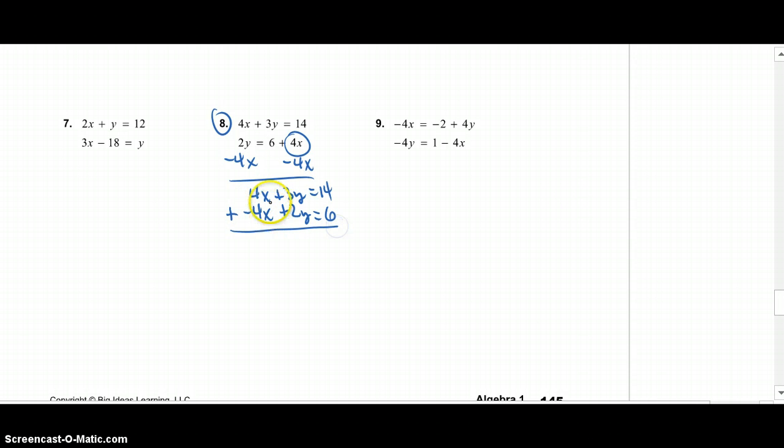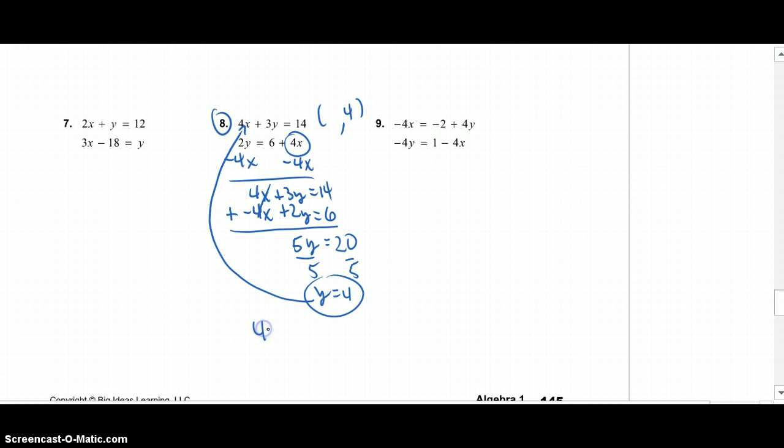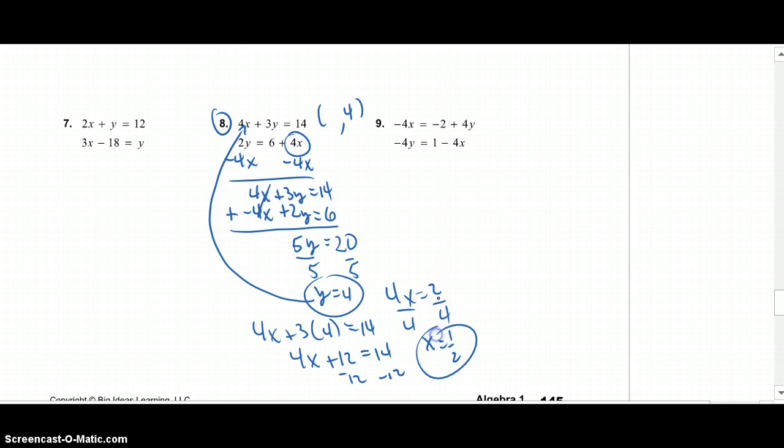Now I can use elimination. The x's cancel. I get 5y equals 20, y equals 4, halfway finished. We can plug it into one of the equations at the top. 4x plus 3 times 4 equals 14. So 4x plus 12 equals 14. 4x equals 2. When you divide 2 by 4, you get 1/2. So x is 1/2.